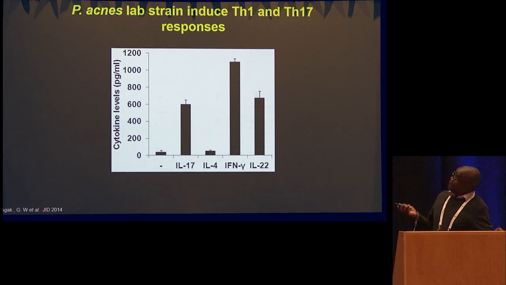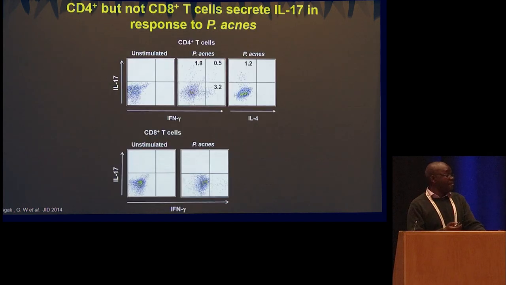And we've also stimulated PBMCs from normal donors with a lab strain of P. acnes. What we see is that P. acnes is able to induce both Th1 and Th17 responses, but Th2 is not involved. So the next thing we wanted to know is what are the cellular sources of the IL-17, and what we see is that the IL-17 is mainly coming from the CD4 T cell subset and not CD8.